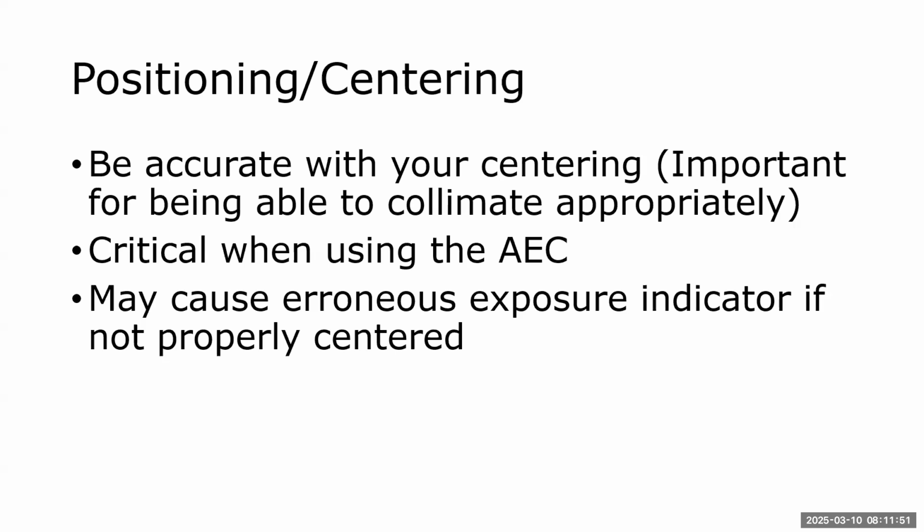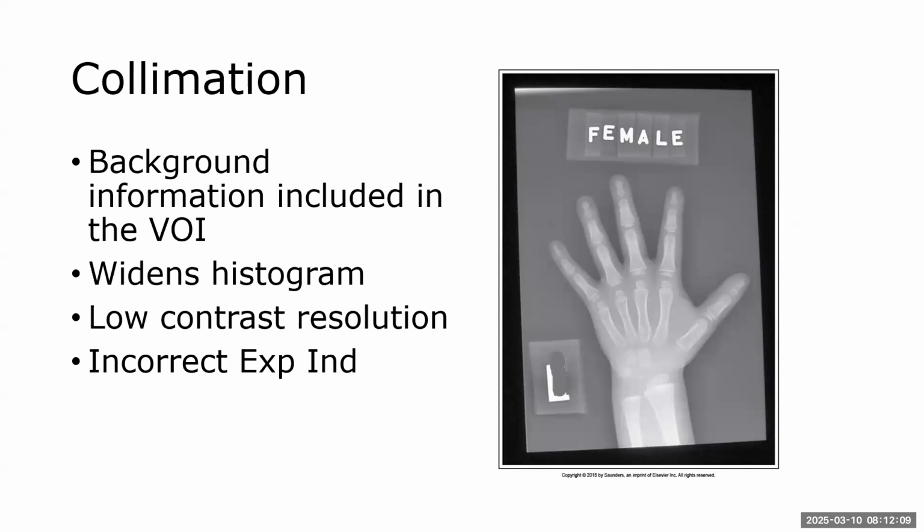So positioning and centering is really important, especially when using the AEC. If your centering is not accurate, then it can cause weird things to happen, like displaying wrong or your exposure indicator not being accurate. So here's where we're going to get into some of the specifics. Collimation is important. You don't want background information included in the values of interest. It widens the histogram, meaning it's including a lot more values than it needs to. You can get low contrast. You can get the incorrect exposure indicator.